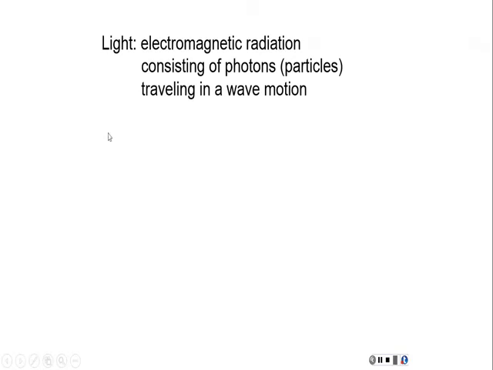So let's take a look at light in general now. Although this is where chemistry and physics kind of overlap each other, I'm just going to focus on what we have to know. So light is electromagnetic radiation. That means it has the properties of electricity and magnetism. And light consists of particles called photons. Now these photons are technically massless packets of energy, and they travel in a wave motion.